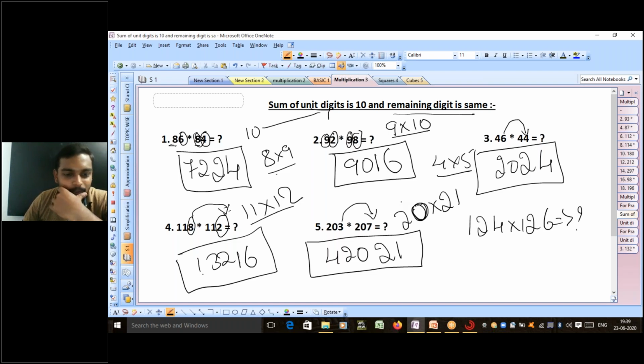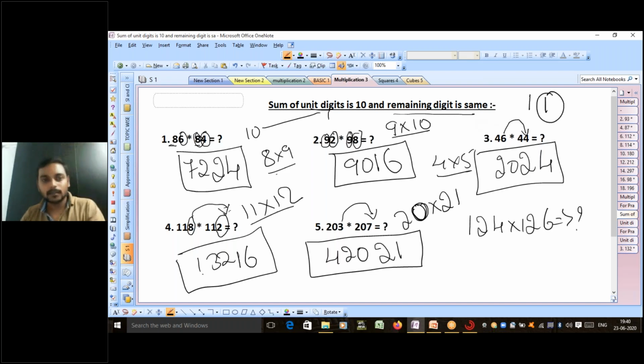You can't have 11 in unit place. Unit place means single digit. You can't take 2 digits. Unit place means single number. If you have a number 11, unit digit is 1, not 11. Unit means 1 number. Don't go with 2 digits. Unit means 1. Unit digit, single digit.